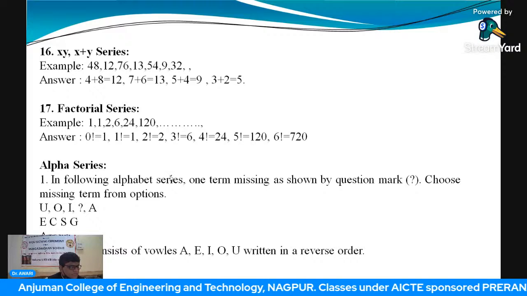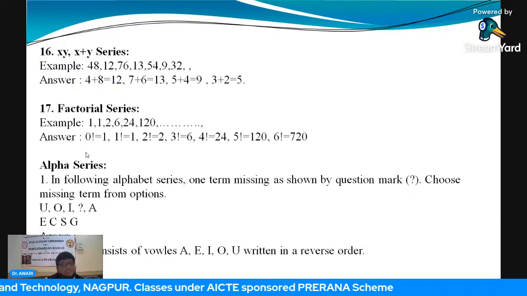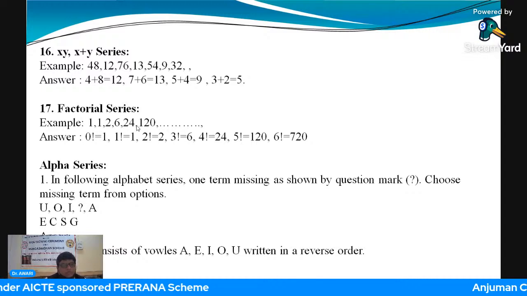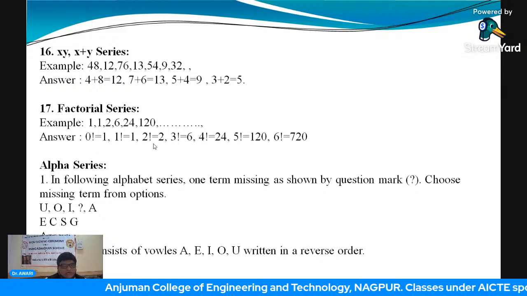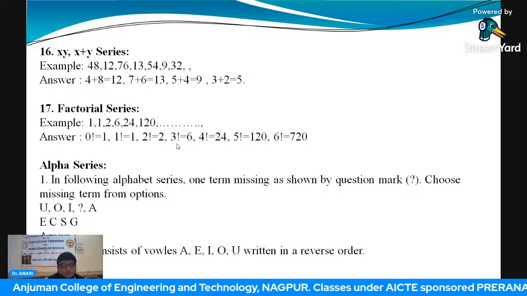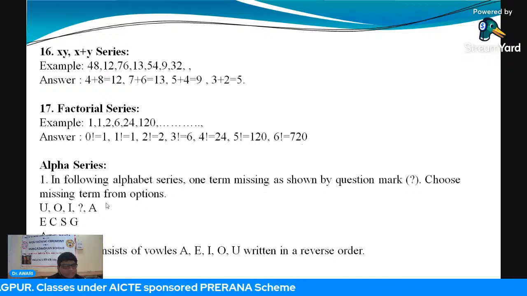Then there will be a factorial series. For example, 1, 1, 2, 6, 24, 120. So the answer is factorial 0 is 1. Factorial of 1 is 1. Factorial of 2 is 2. Factorial of 3 is 6. Factorial of 4 is 24. Factorial of 5 is 120 and factorial of 6 is 720.